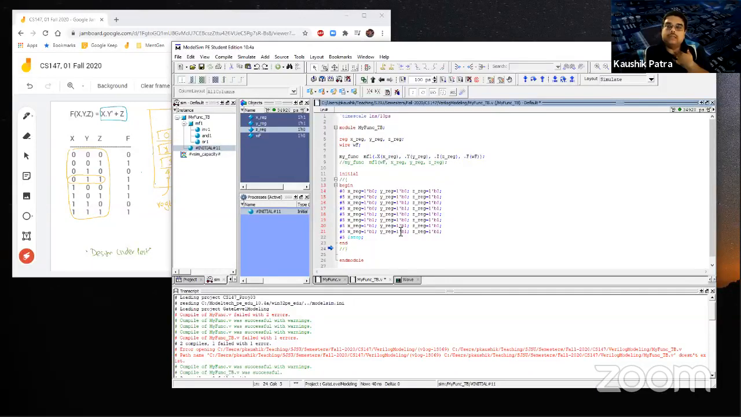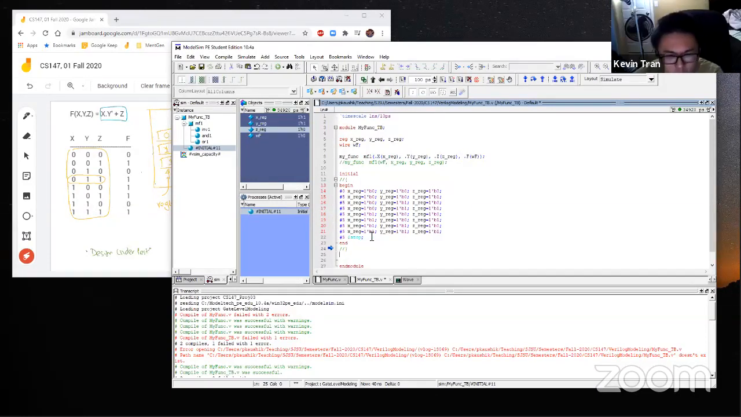Am I making sense, or can you explain your question in a little more detail? And if you can be a little bit louder, please. Yeah, so you're saying if we only need to do one line, then we only need initial?